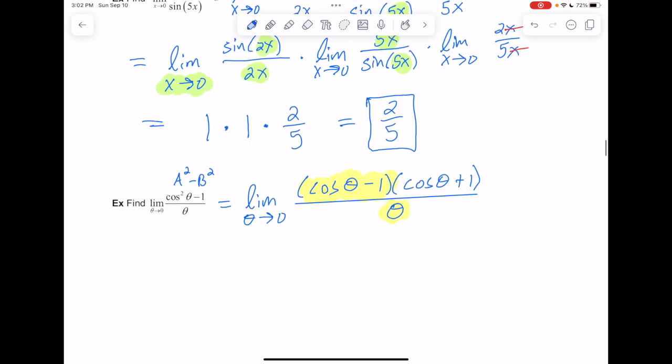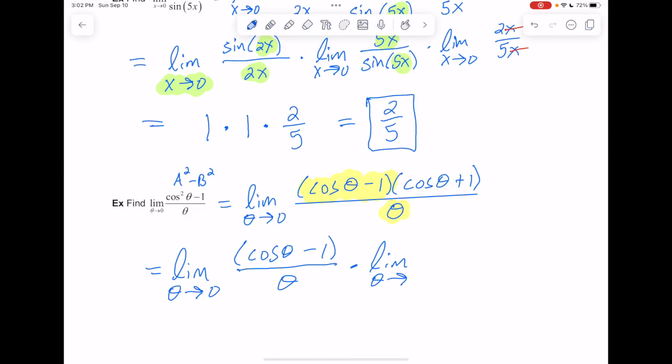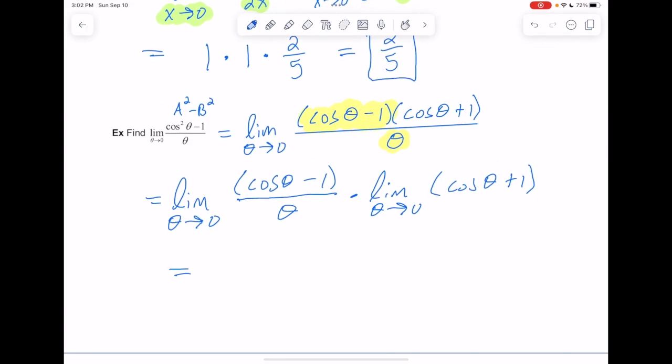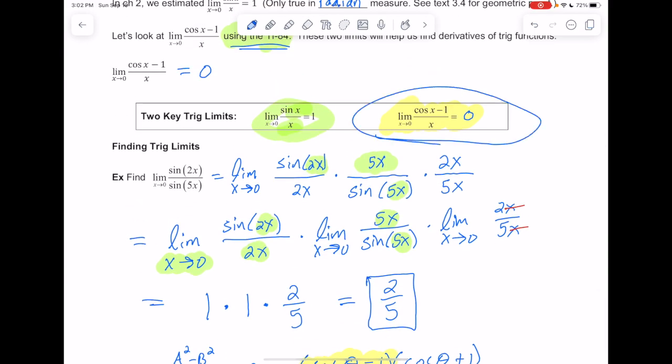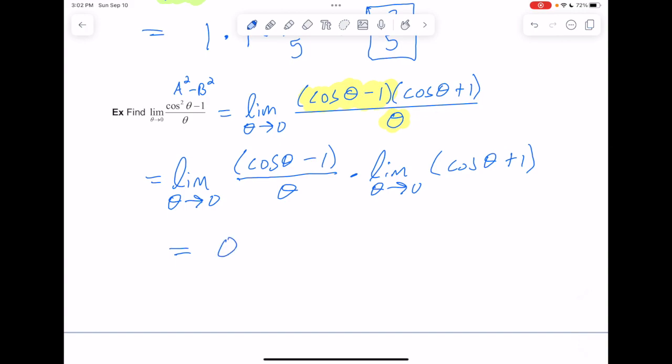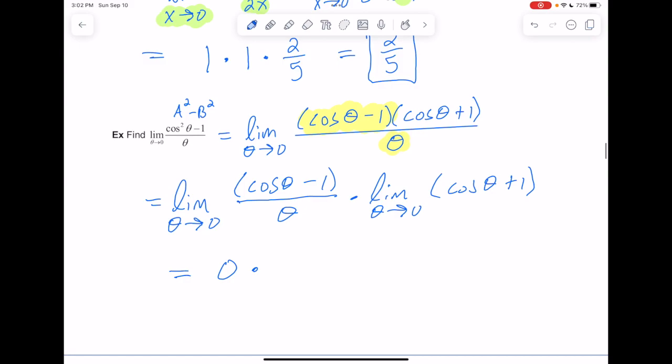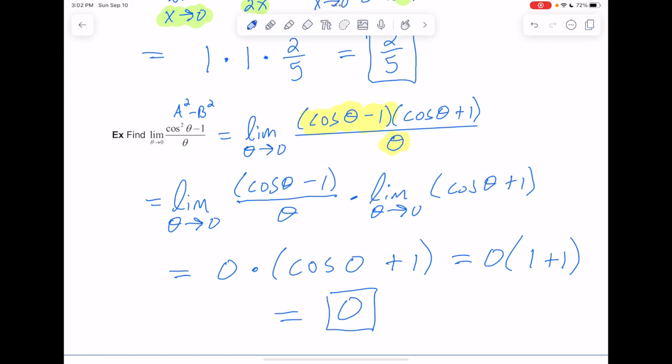So we just want to break that off into its own limit. So we'll look at the limit as theta goes to 0 of cosine theta minus 1 over theta times the limit as theta goes to 0 of cosine of theta plus 1. All right, for the first one, based on up above, we see that one should be a 0. So we'll fill that one in. And then for the second one, we can just use direct substitution. So we'd get the cosine of 0, plugging 0 in for theta, plus 1. So we end up with 0 times the cosine of 0, which is 1, plus 1, which is 0 times 2, which is just overall a 0.